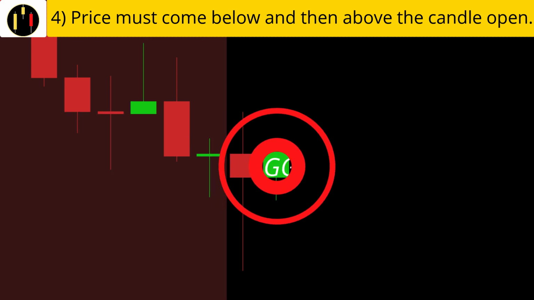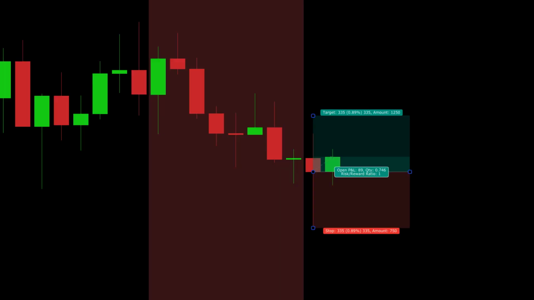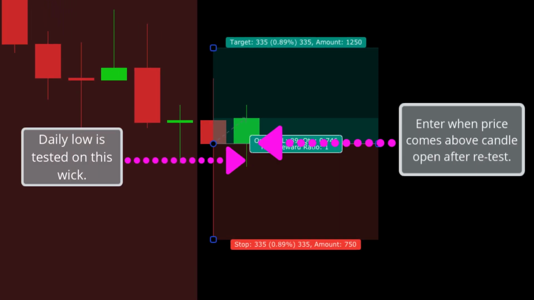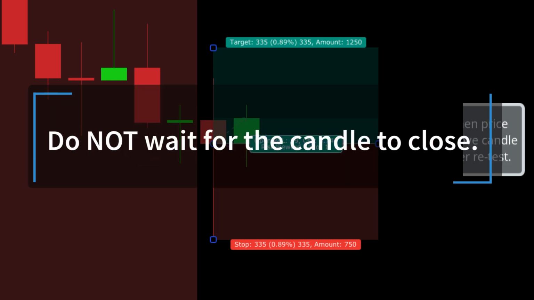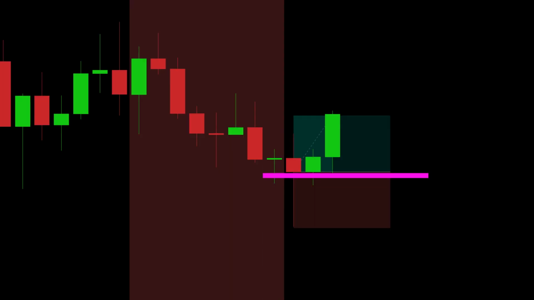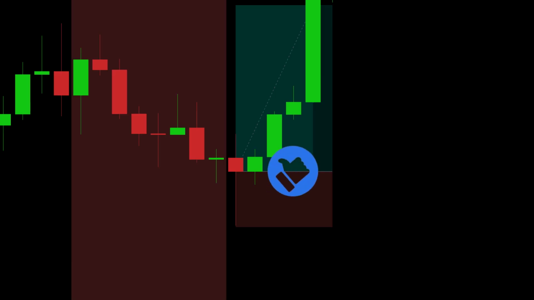When that happens, this becomes our trigger candle. Finally, we enter once the price moves above the candle open. We do not wait for the candle to close. The stop is placed at the lowest price of the day, and target 1 is 1-to-1 for half our position. When 1-to-1 is hit, the stop is moved to break even, and we target 3-to-1 for the second half. And this one crushes target 2.